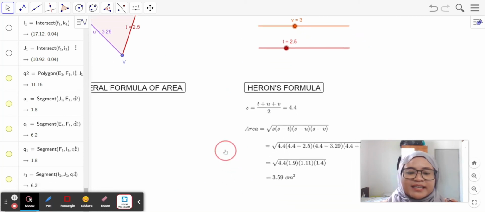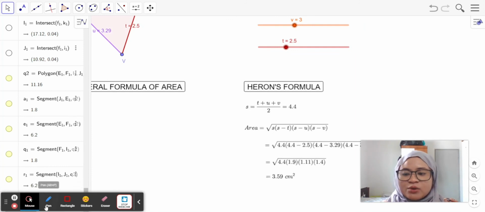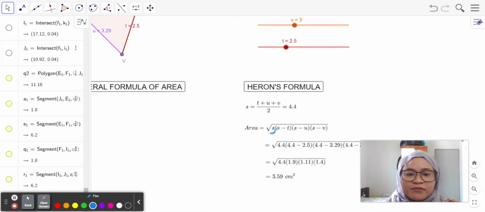And then substitute the values of S, T, U, and V. After you solve, use your scientific calculator to get the answer. So the answer is 3.59 centimeter cube.